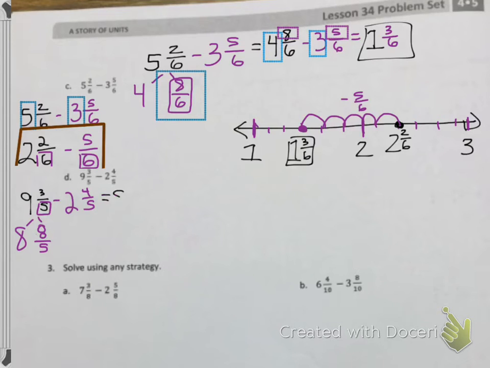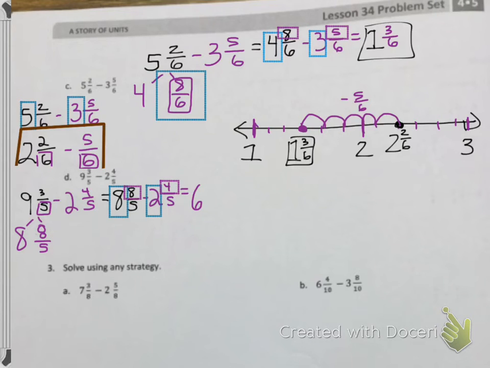Now I have 8 and 8/5, subtracting 2 and 4/5, and now this problem becomes simple. It really does. So now I subtract my wholes. Okay. Now I have 6 whole, and now I subtract my numerators, which I can do now.